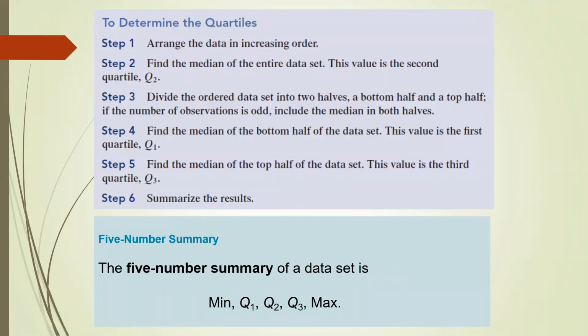So here's how we're going to find the quartiles. Arrange the data set in increasing order. Find the second quartile first, so always find the median. Then cut the data into two halves, the top and bottom half. Then find the median of the bottom, and the median of the top. Once you have the quartiles, you're able to find what we call the 5-number summary. A 5-number summary of a data set is the minimum value, the first quartile, the second quartile, the third quartile, and the max of the data set.